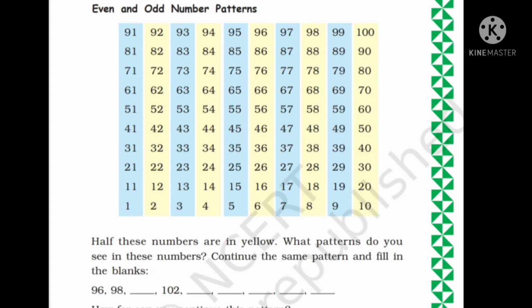Even and odd number patterns. See, there is a grid of numbers up to 100. Half these numbers are in yellow color. What patterns do you see in these numbers? And in this yellow color, what is the speciality? It's even numbers. Very good. Continue the same pattern and fill in the blanks. So we have to fill the following according to the even or odd numbers.